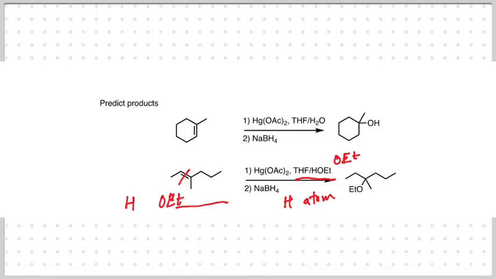So this side we have one hydrogen atom and this side we don't have any hydrogen atom. So we will be adding our hydrogen atom here and the ethoxy group to this side of the alkene.